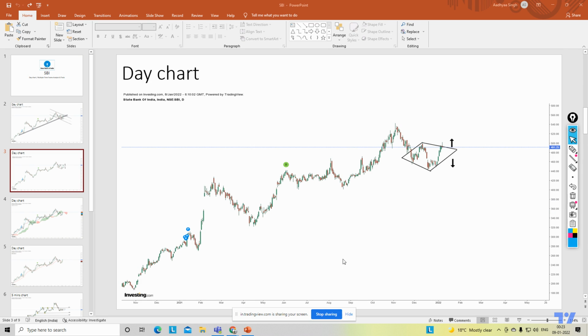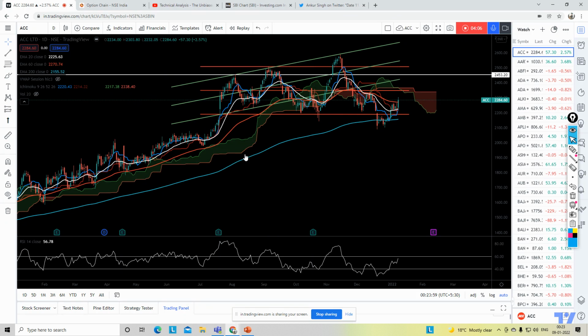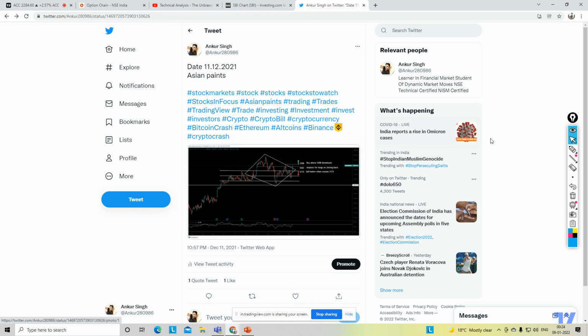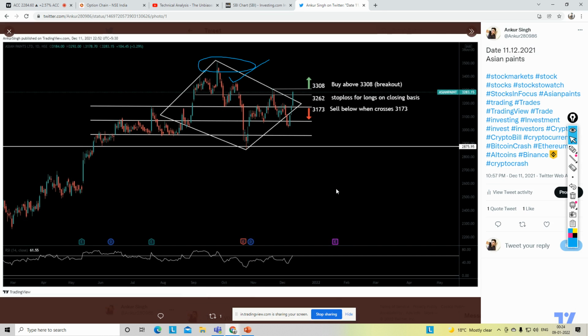If I just quickly take you to one of my tweets from earlier, I think last month I made a tweet. One second, yeah. So I did tweet on 11/12/2021 on Asian Paints, correct? And Asian Paints also formed a very similar pattern to what we can see in SBI right now. And I clearly mentioned in Asian Paints at that time: buy above 3308 in a running market on a closing basis, it's like a breakout, and keep 3216 as a stop loss, and sell only when it crosses 3173 on the downside.